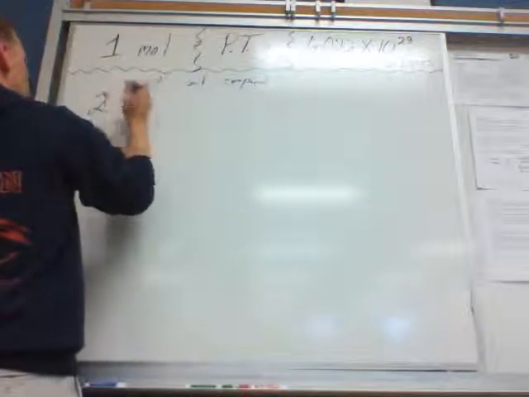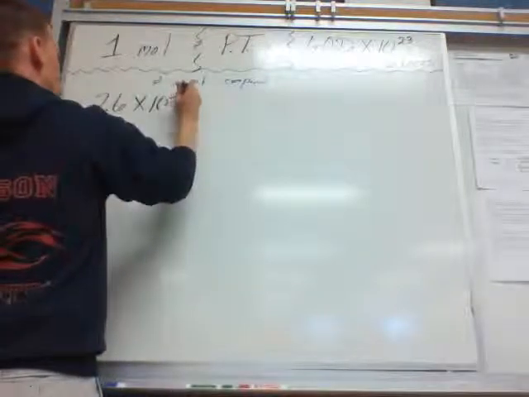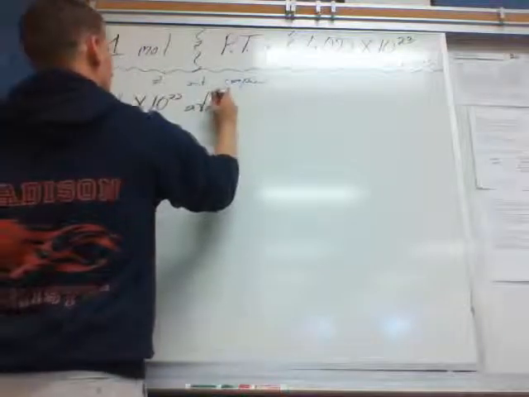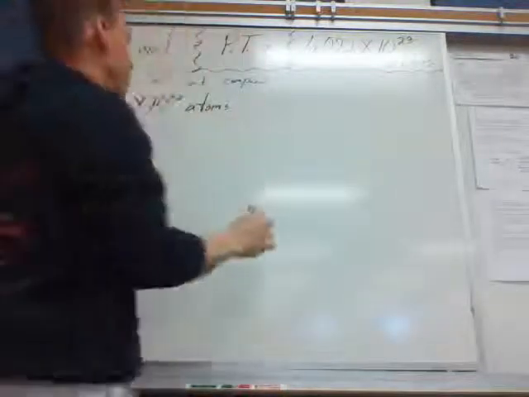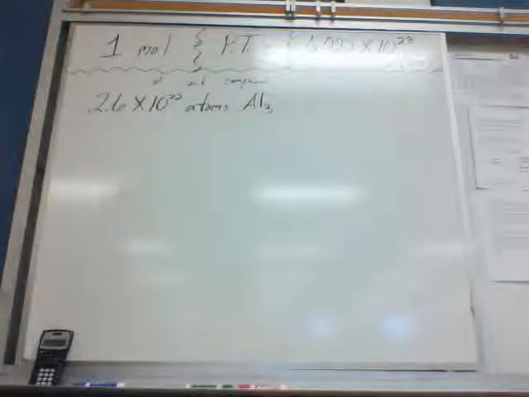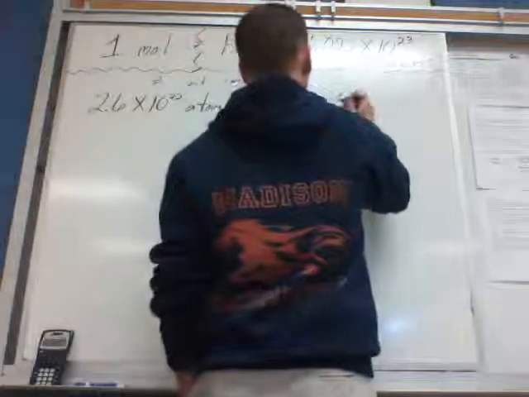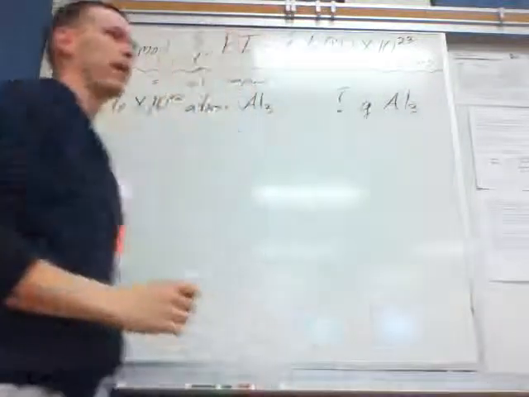If I have 2.6 times 10 to the 22nd atoms of Al3, how many grams of Al3 is that?